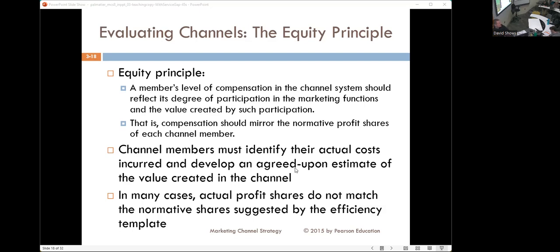And in many cases, the normative profit share will not match what is suggested by the efficiency template. I would probably say never matches. But it's a great tool for going out and pounding the table that there needs to be some changes made. And so basically just know the equity principle. Compensation should equal participation. Okay.